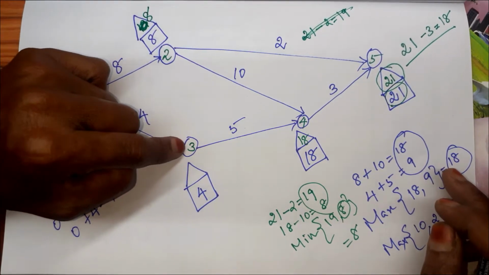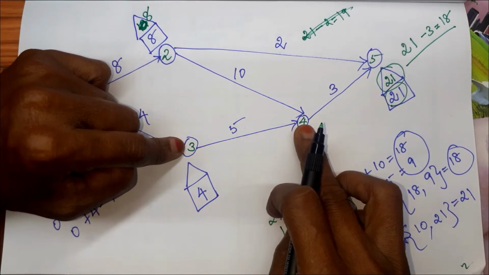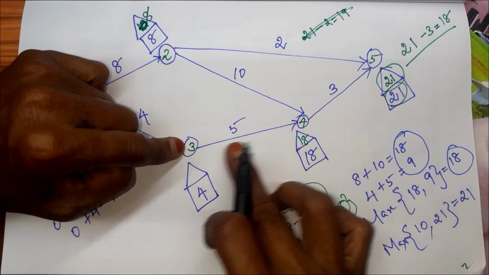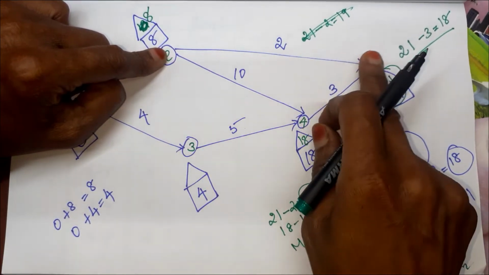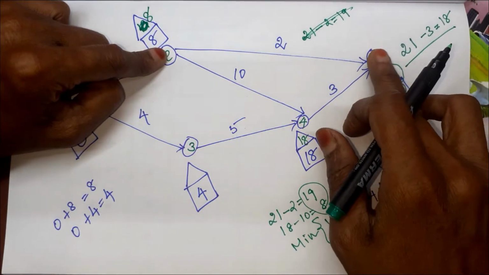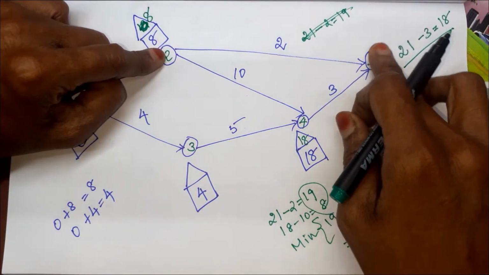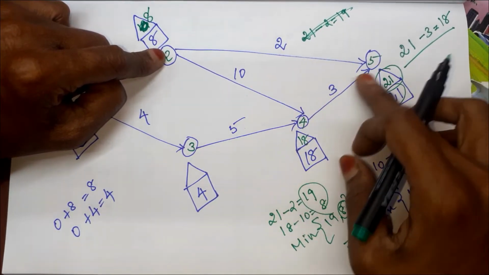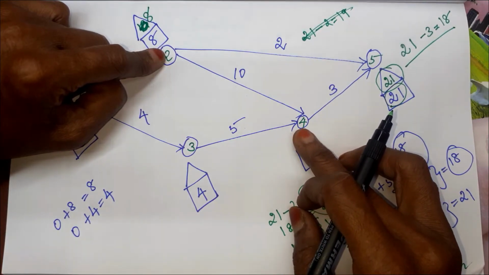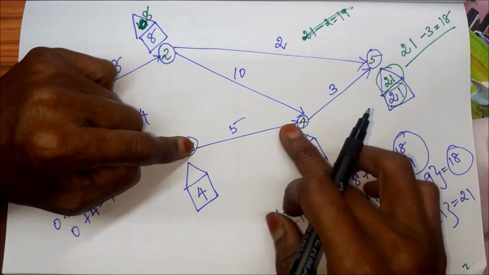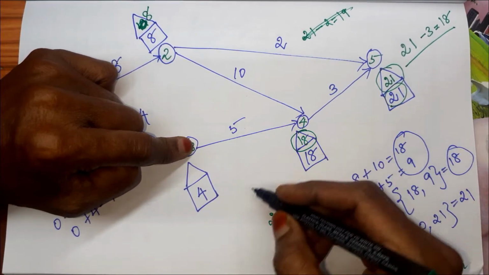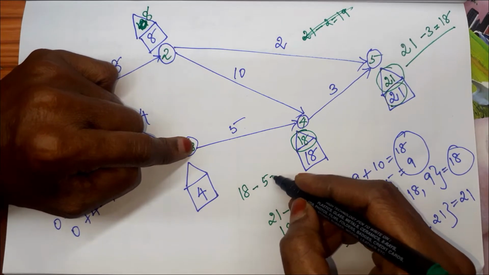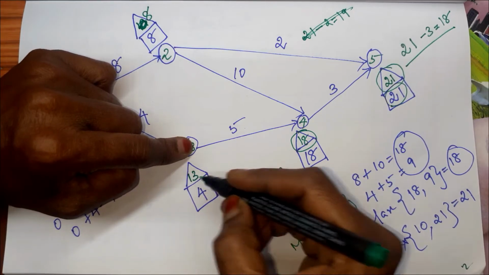For 3, we have only one activity going to 4 alone, but for 2 we have two activities, going to 5 and going to 4. So for this 2 it is based on 5 and 4. We took both the calculations and took the minimum of it. But for 3 we have only one activity going from 3, so it is based only on this 18. 18 minus 5 is 13. So 13 will come here.